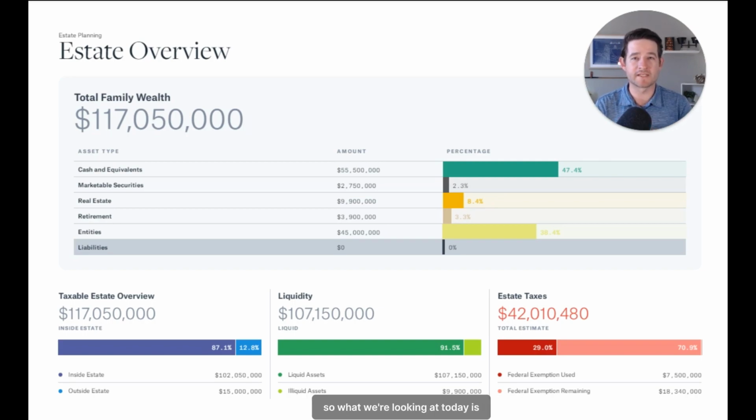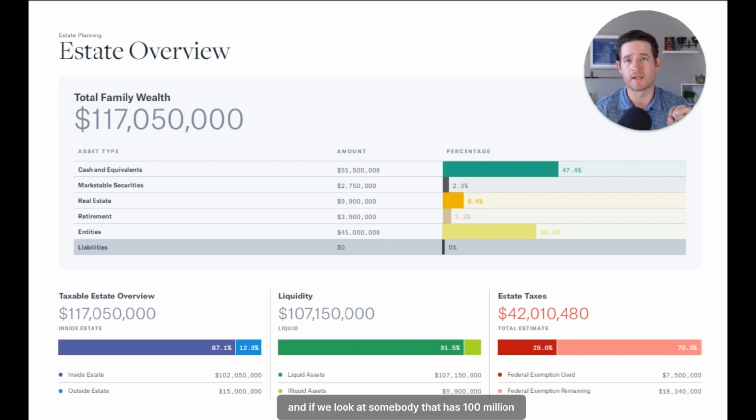So what we're looking at today is we're going to break down the balance sheet of somebody that has over $100 million net worth. We're going to look at what that estate tax issue could look like. We're going to look at some of the common things that we want to identify when we are trying to build out an estate strategy. So first, let's just look at the balance sheet or net worth that we have up here on the screen. So this is very common in what we see.